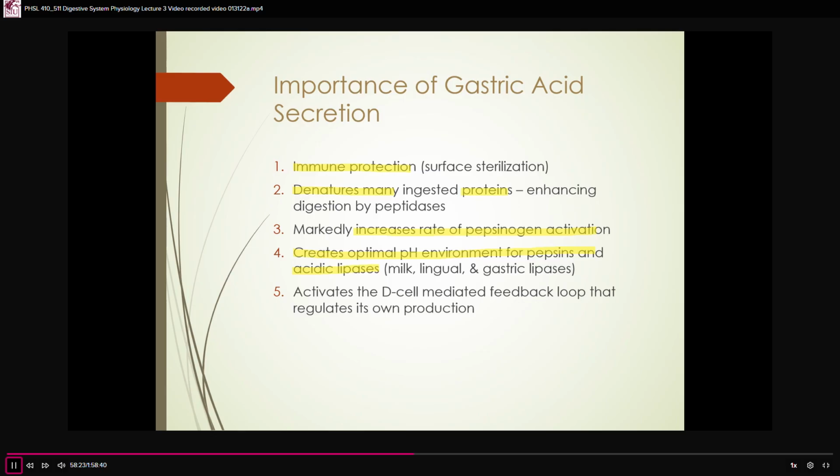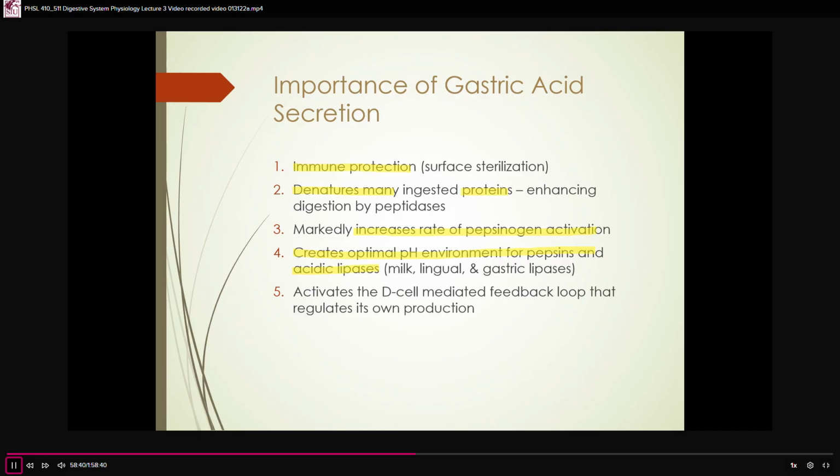And the same with the acidic lipases, which would be lingual and gastric lipases. They need to have a very acidic pH to exhibit maximal activity. So it creates the enzyme environment and the pH environment that is right for robust digestion of all those things.